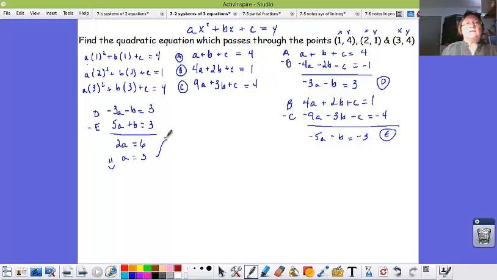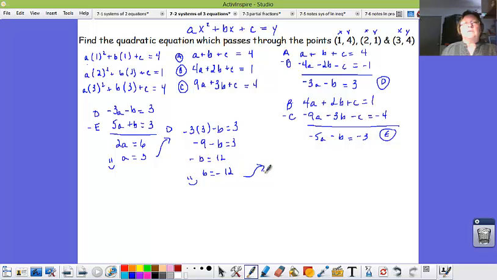I'm going to put that back into, and it doesn't matter which of these I choose, I'm going to go with the d equation. So I'm putting it into d. Negative 3 times a, and a is 3, minus b equals 3. That's negative 9 minus b equals 3. Adding 9 to both sides would get me negative b equals 12, and b must be negative 12. All right, 2 down, 1 to go.